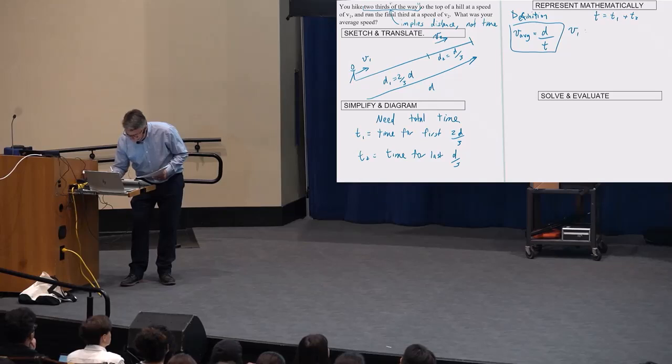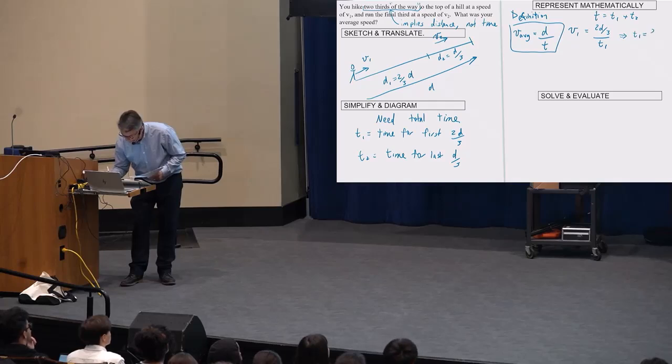You know that V1 is the distance that it travels in T1, so that would be 2d over 3 divided by t1. So I think you can solve that out. You can say that t1 is equal to 2d divided by 3v1. And you also know that v2 is equal to d over 3 divided by t2, and that means that t2 is equal to d divided by 3v2.